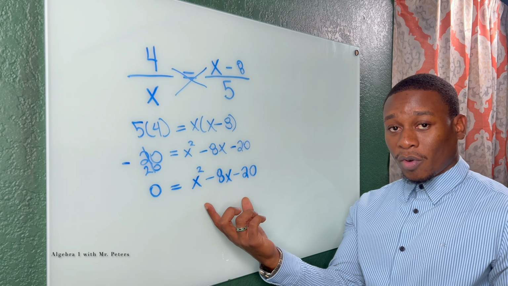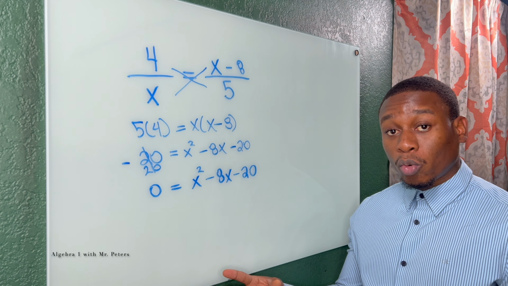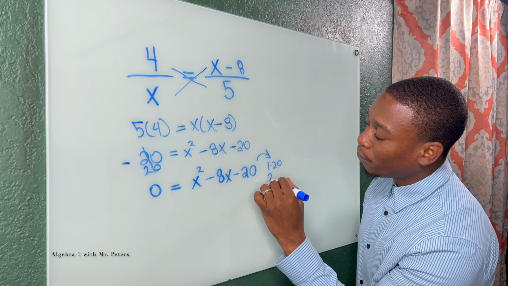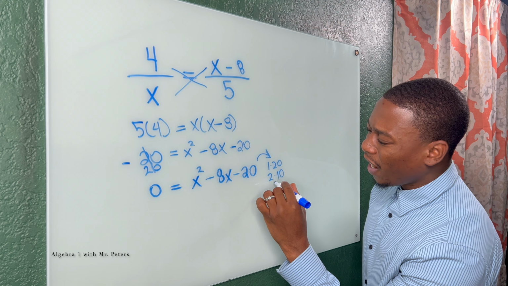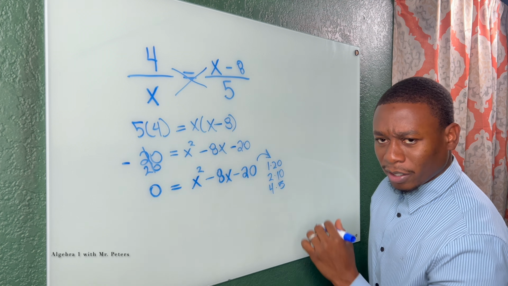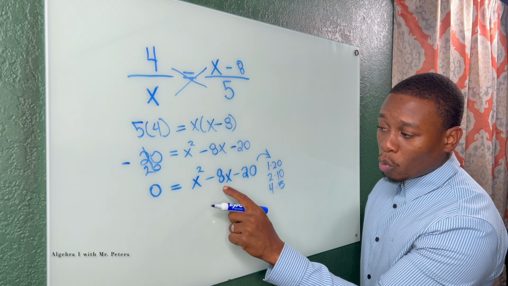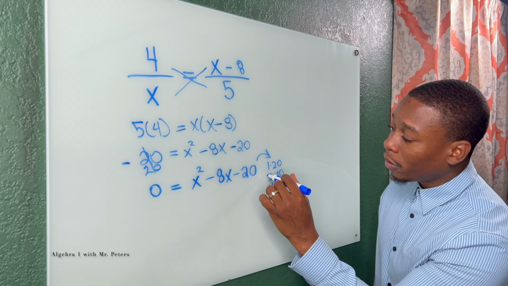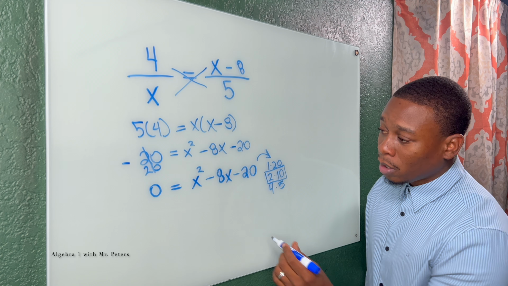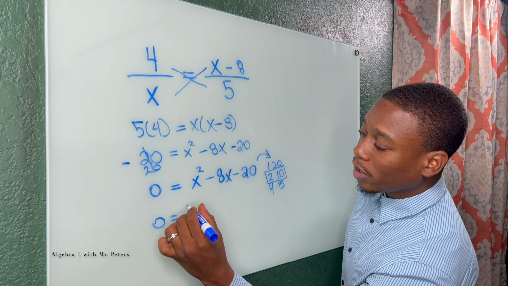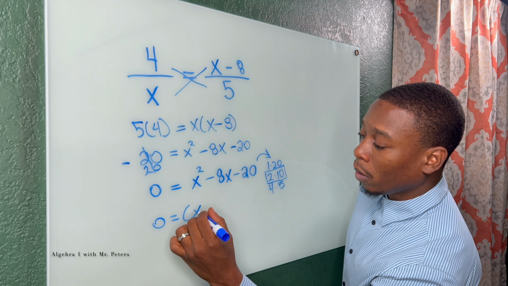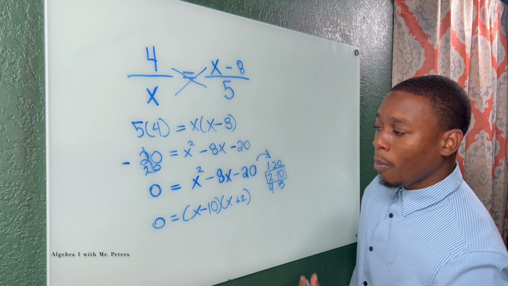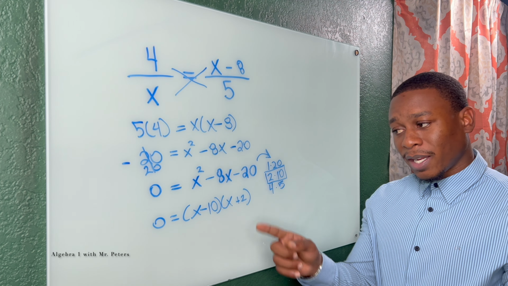Now we're just focusing on this right side and using our factoring rules to simplify. So we're talking about 1 times 20, 2 times 10, and I believe 4 times 5. I think that's it. But the key thing is we want factors that we could combine that'll give us 8, whether it's positive or negative, and this is the only combination. So now I know 0 is equal to x minus 10 times x plus 2. Remember, the larger number is going to take that middle sign.